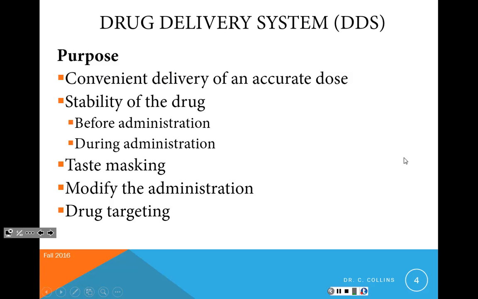although that's more expensive. It's more expensive to make a capsule than it is a tablet. Tablets are the cheapest, easiest drug delivery systems to make. That's why there are so many of them.